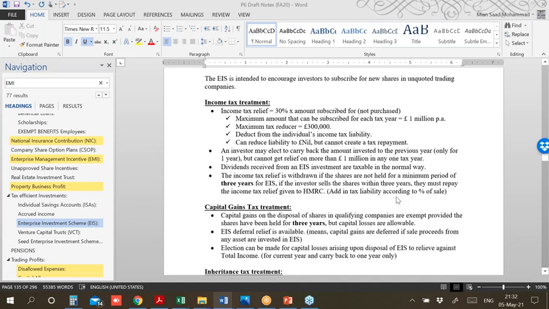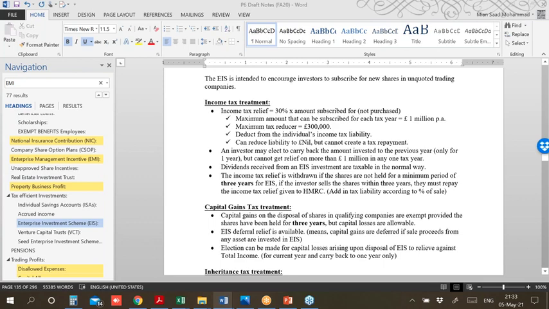Now, what about CGT? The capital gains on the disposal of the qualifying shares are exempt, again, provided you keep them for 3 years. So I will suggest to Dee that if she wants to invest in EIS, she should hold the shares for 3 years. In this way, not only will she not have to return the income tax reducer to HMRC, but also if she sells the shares, she will not have to pay any capital gains tax. So she must hold the shares for 3 years if she were to invest in EIS.